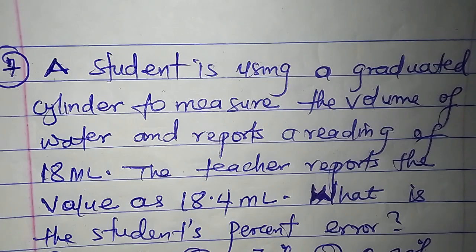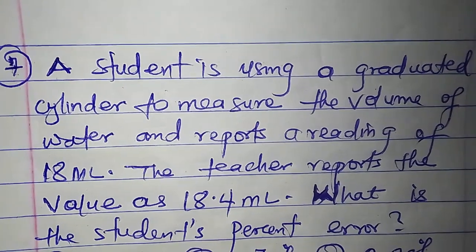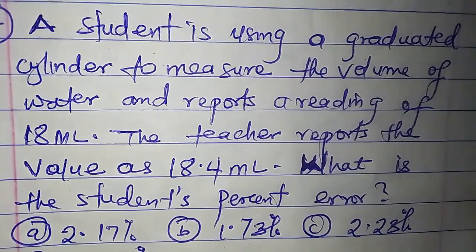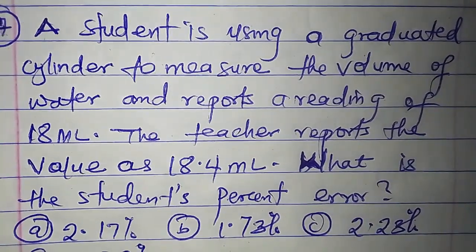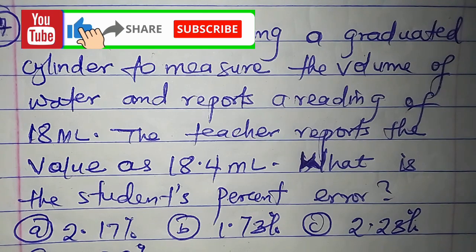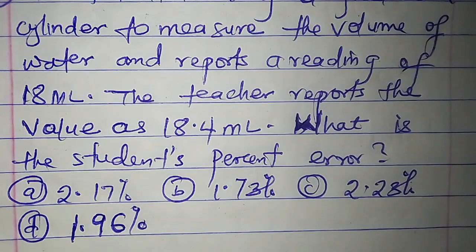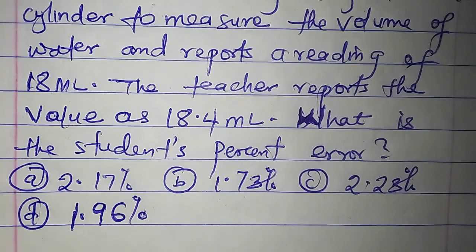Right, this is question 7. Question 7 says, a student is using a graduated cylinder to measure the volume of water and reports a reading of 18 milliliters. The teacher reports the value as 18.4 milliliters. What is the student percentage error? Alright, this question is under percentage error, so let's solve and get the correct answer.